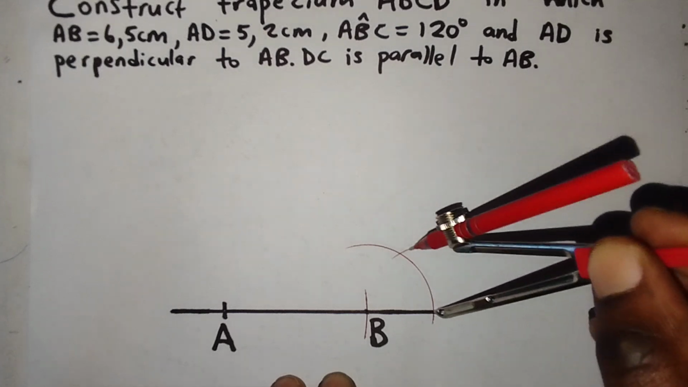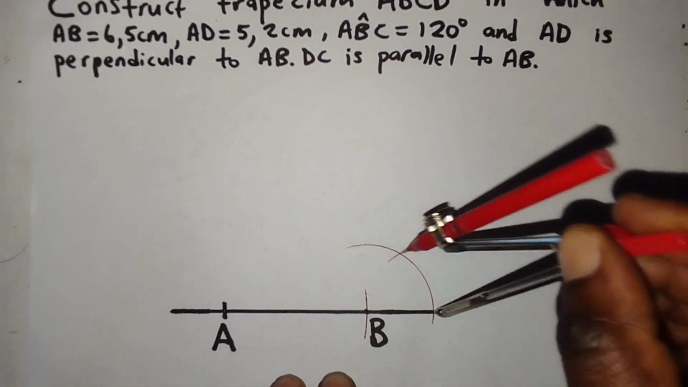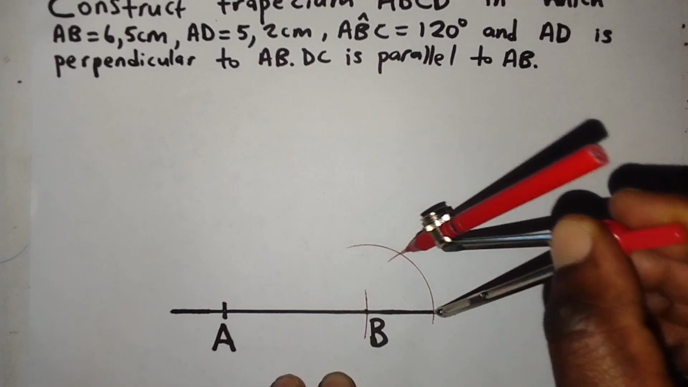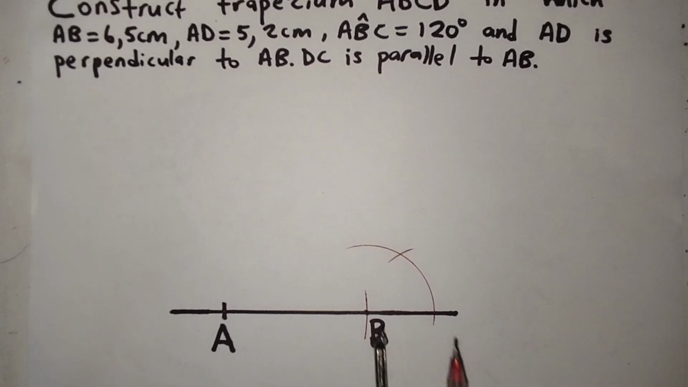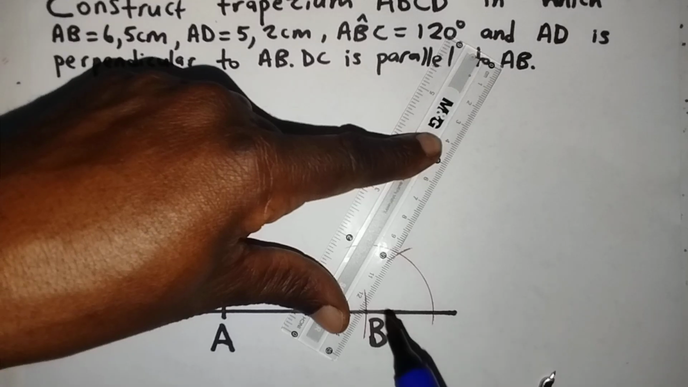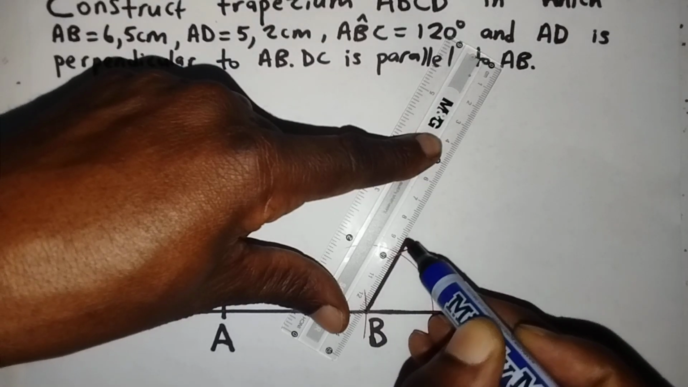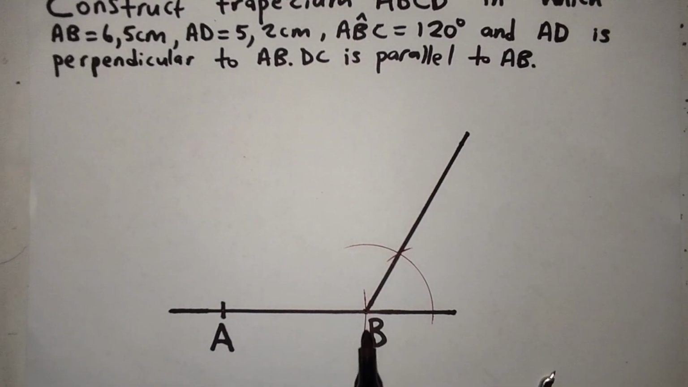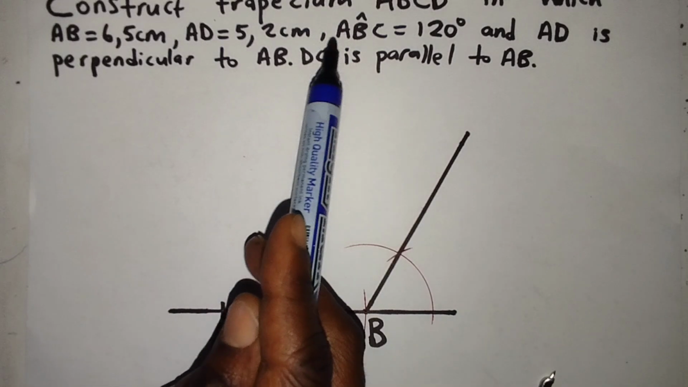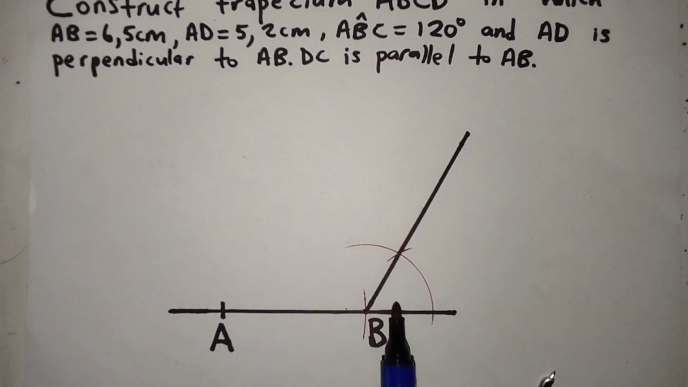What I'm doing here, I want to construct an angle of 120 degrees at B. So for me to do so, I'm constructing an angle of 60 degrees to the right of B, so that to the left of B, I'll be left with 120 degrees. Now I will join B to this point of intersection of the arcs, so that this angle is 120 degrees, according to the given size ABC. It is 120 degrees at B here, and this one is 60.